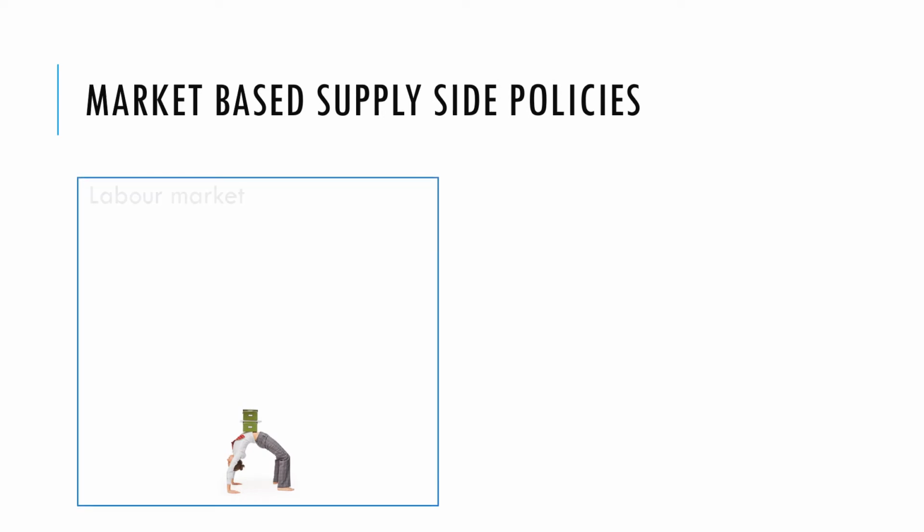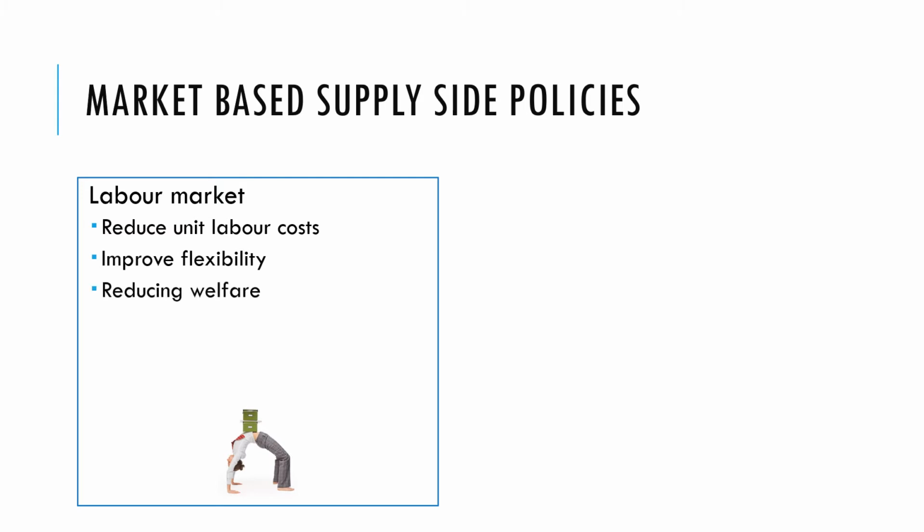If we start off with the labour market, these would be market-based supply side policies. So anything that's trying to reduce labour costs to firms and improve the flexibility of the workforce. So, for example, reducing welfare payments to members of society would potentially encourage them to enter the workforce because they can earn more in the workforce than they would do on welfare payments. This would increase the supply of labour, maybe bringing down wage costs and giving firms a greater access to workers.